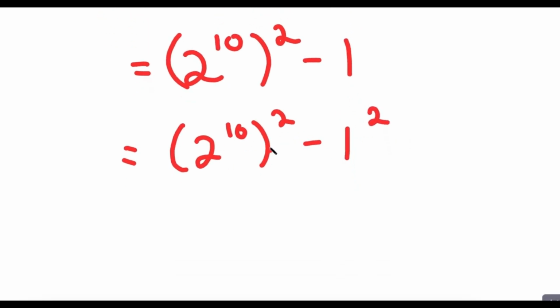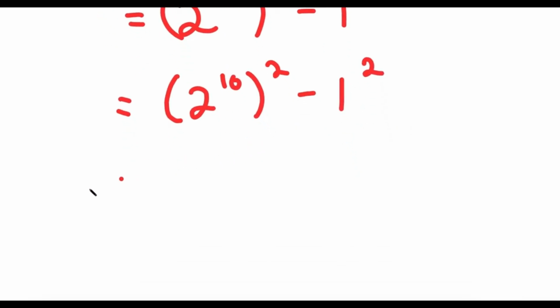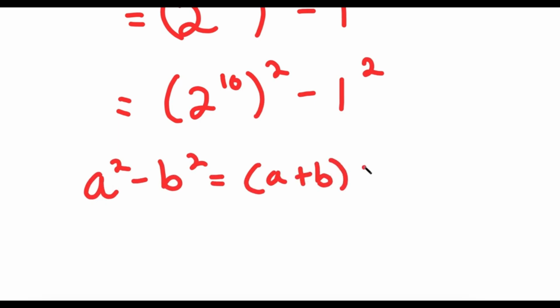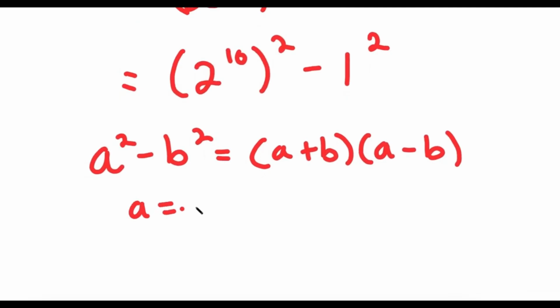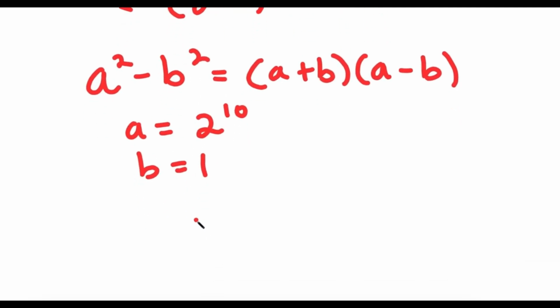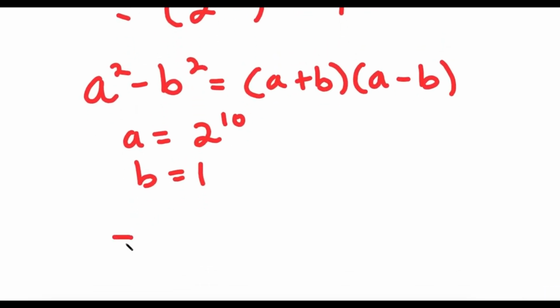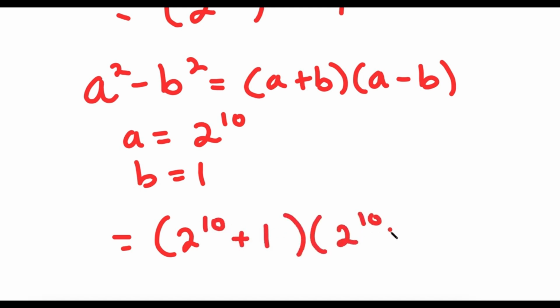And the reason I put this in this form is because now I can use the property a squared minus b squared is equal to a plus b times a minus b. So in this case, a is equal to 2 to the power of 10 and b is equal to 1. So now I get 2 to the power of 10 plus 1 times 2 to the power of 10 minus 1.